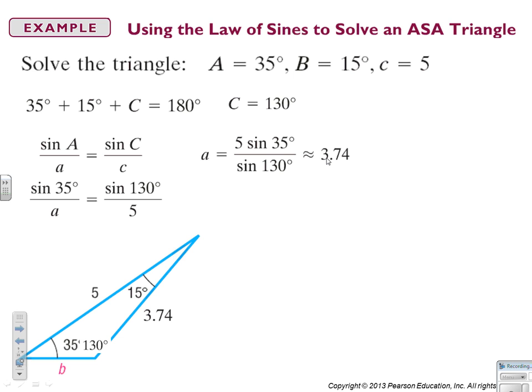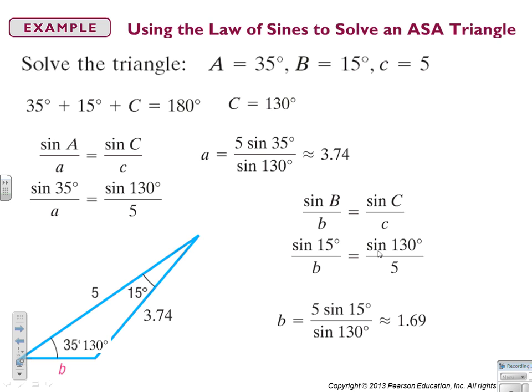So all we have left is B. So we use sine B over B equals sine C over C. Sine of 15 degrees over B equals sine of 130 over 5. Cross multiply, divide by sine 130, and we get 1.69. All the angles, all the sides are accounted for. We have solved this triangle.